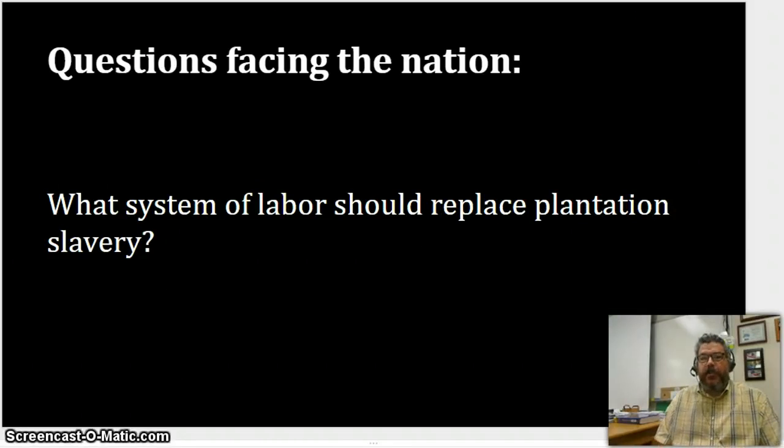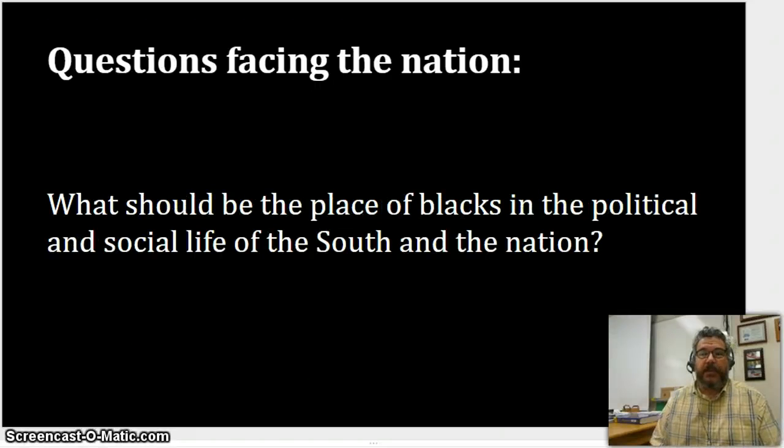What system of labor is going to replace the plantation slavery? We've got now 4 million plus slaves thrust onto the scene as freemen. How are we going to replace that amount of labor that is lost on southern plantations? If one of our goals is to rebuild the South and rebuild its economy, then how are we going to integrate those freedmen for the first time into the political and social life of the South and of the Union as a whole, but particularly in the South?